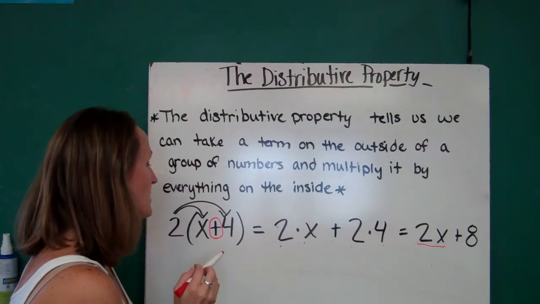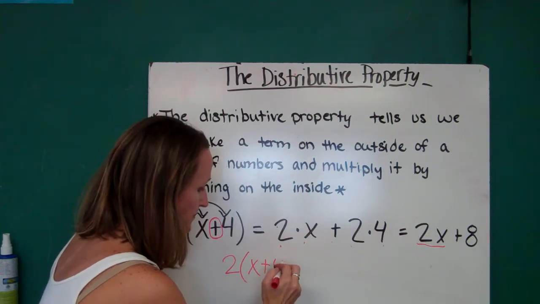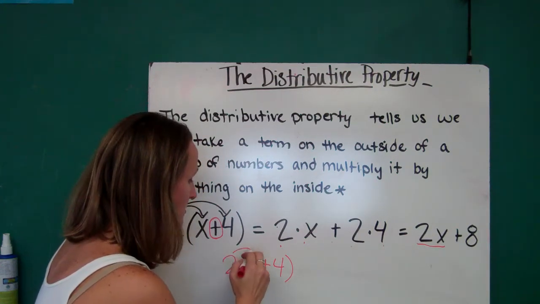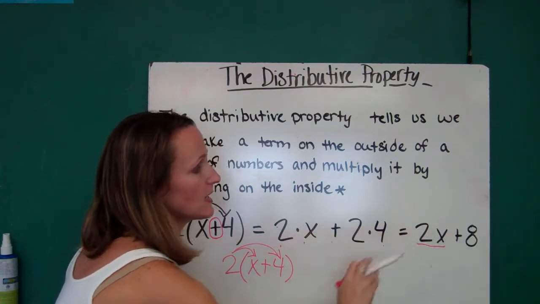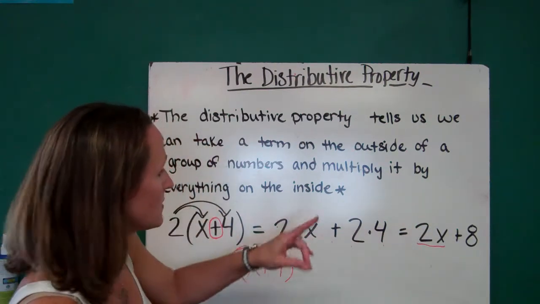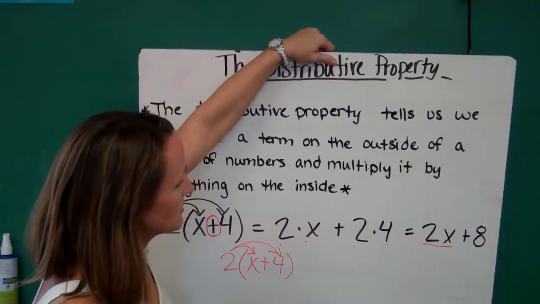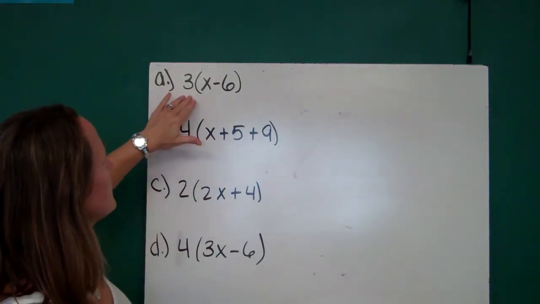So distributive property again, if I have this expression, it simply tells me that I can distribute it, or multiply it, by everything inside to get a new expression. You could also go in the reverse and divide it all out, or factor it out. Okay, so let's do a few examples.